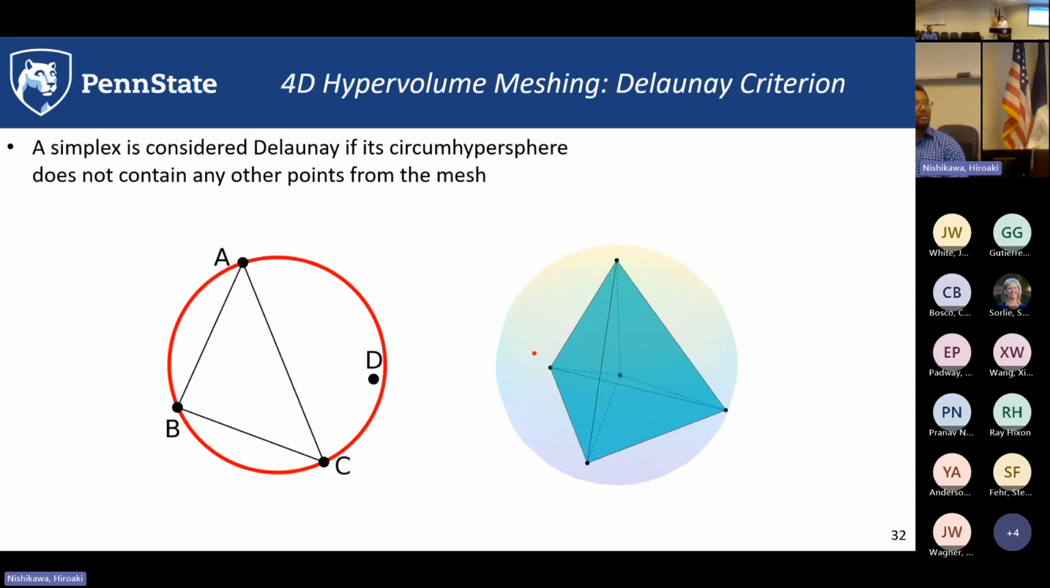The Delaunay criterion, I'm sure lots of people are familiar with this. Just to restate it, an element is considered Delaunay if it does not contain any other points in the mesh in its circumcircle or circumhypersphere. Here's a simple 2D example. You can see there's another point inside of that triangle's circumcircle, so that's not a Delaunay triangle. That can be directly scaled up to a pentatope, where we're drawing a circumhypersphere around it and determining if there are any points inside of that circumhypersphere.